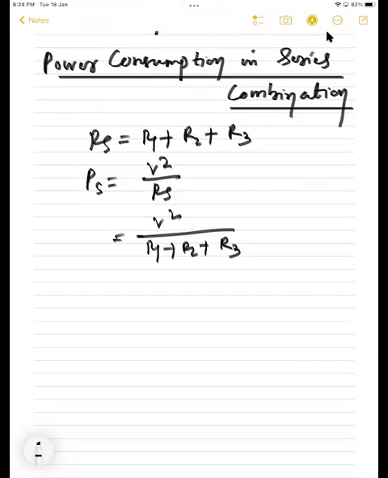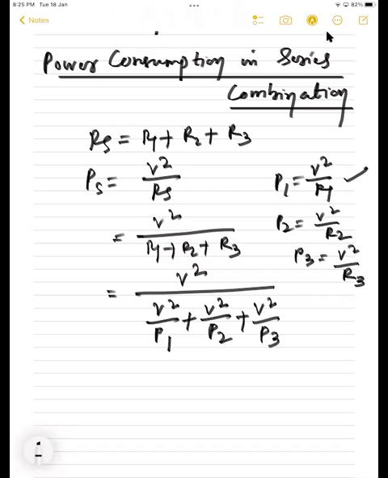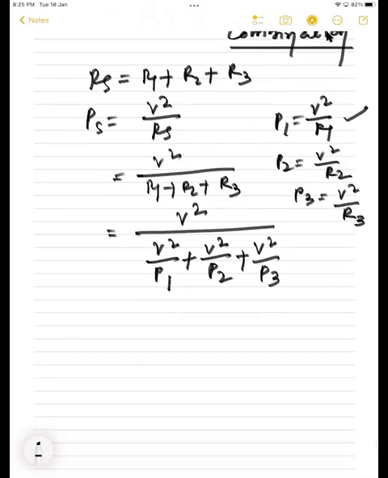Here a little modification I am making. V square was there, right? I divided by V square. P1 is equal to how much? V square by R1. P2 is V square by R2. P3 is V square by R3. So from there, R1 is equal to V square by P1. So in place of R1, I can put V square by P1, then V square by P2, then V square by P3, correct? Got it or not?